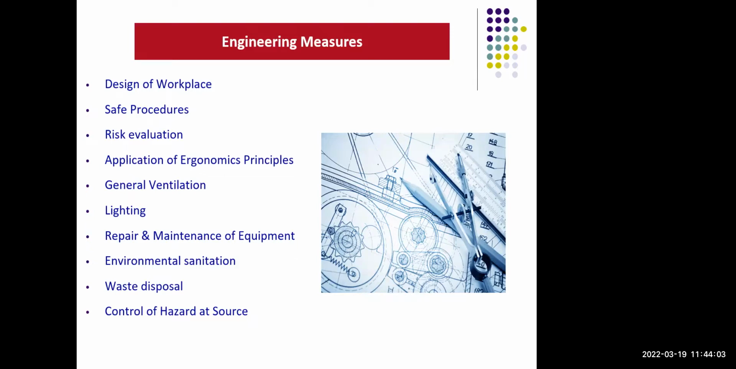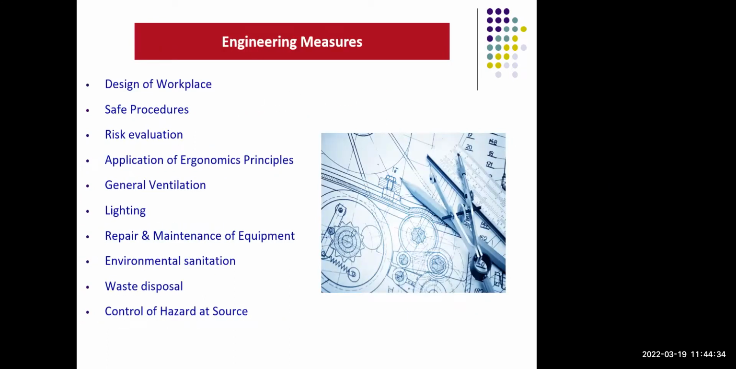And control of hazard at source. What does that mean? Suppose there are fumes coming from a process. So you put an exhaust fan, or while you're designing your factory, you isolate a process which is hazardous, so not many people are exposed to it. Or you put some barriers there so that whatever hazards are there are not propagated throughout the shop floor. So there are many such controls available.